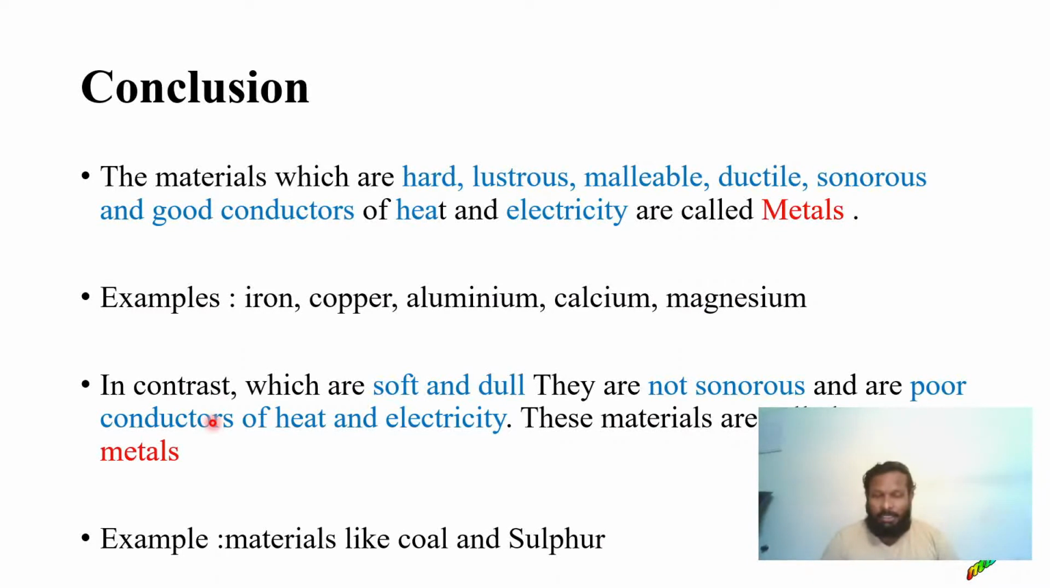But in contrast, non-metals are soft in nature, not sonorous, and poor in conduction of heat and electricity. These materials come under the non-metals. Examples of non-metals are coal, sulfur, chalk, and chlorine. These are all non-metals.